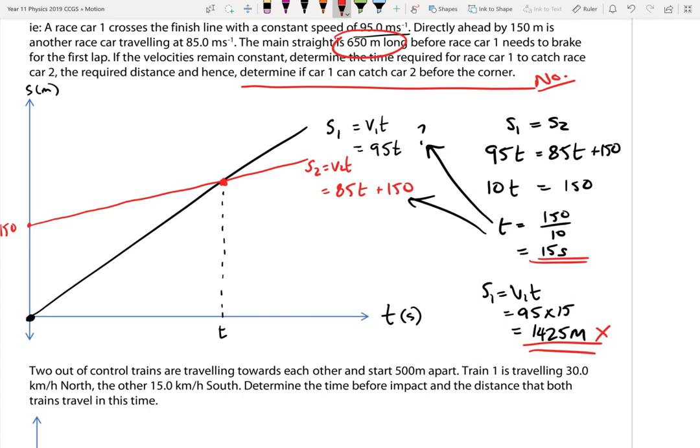Now, relative velocity will only work if they're constant speeds. If they're accelerating, we can't do relative velocity because relative to one, an acceleration is still an acceleration.